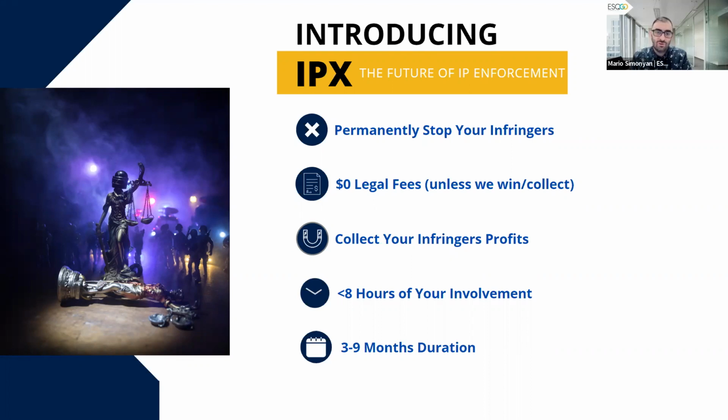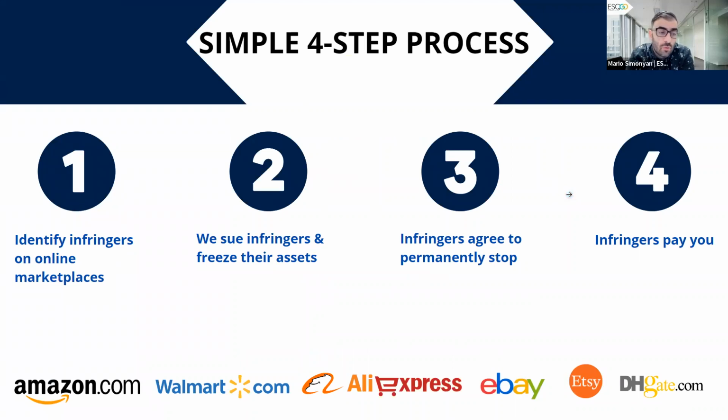There's not much you can do unless you want to sit on that judgment and wait until they win the next lottery, right? So here, what we're looking at doing is we'll win, but we also collect, right? And there's a way we're able to secure that, which I'll talk about in just a second. So this is IPX. This is what we're introducing now to the Amazon sellers, to the Amazon community. And let me just go over the 4 steps.